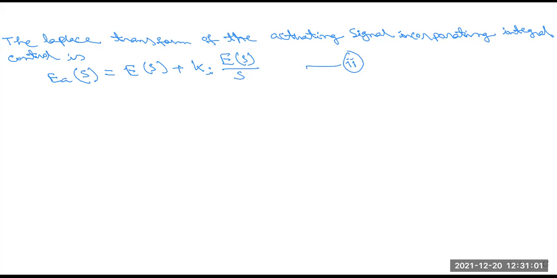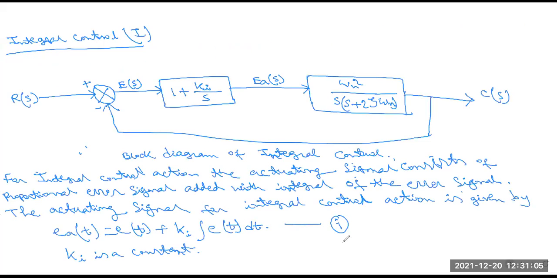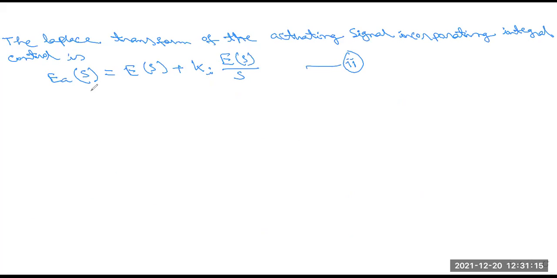Okay, so when you apply the Laplace transform of the given equation, ea(t) equals e(t) plus Ki integration of e(t) dt, the equation is Ea(s) equals E(s) plus Ki E(s) by S. Okay, up to this part it is clear?